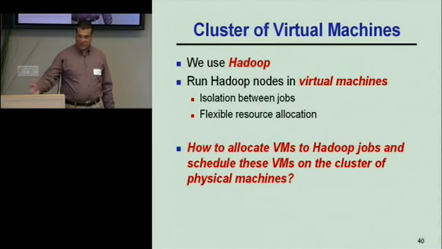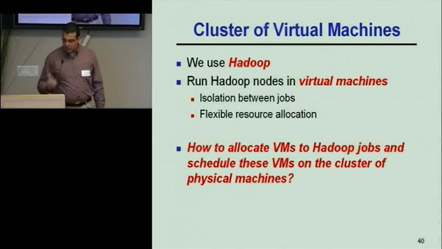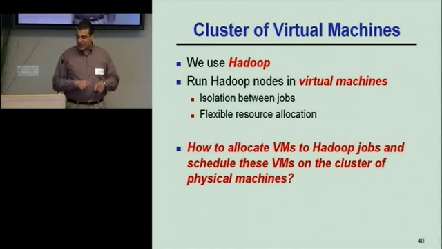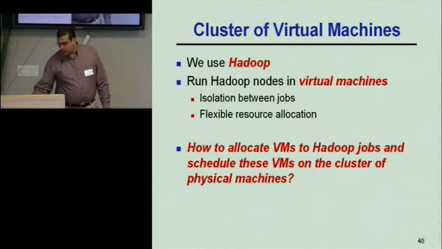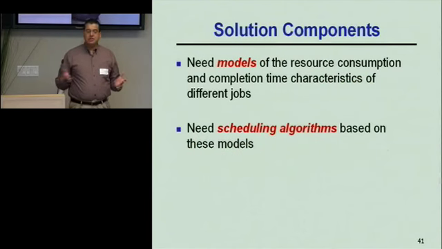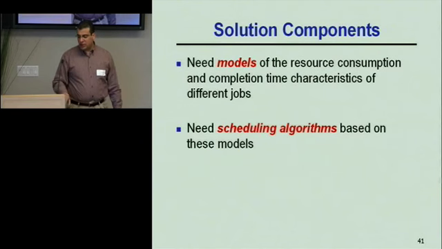But for the next few slides, I'm going to be talking about running Hadoop nodes in virtual machines, and the question I'll be addressing is how to allocate virtual machines to Hadoop jobs, or how many virtual machines for each Hadoop job, and also how to schedule these virtual machines on the cluster of physical machines. Okay? Now, what do we need to solve this problem? We need two things. We need a model of performance of these Hadoop jobs, and we need a scheduling algorithm that's based on these models of performance.